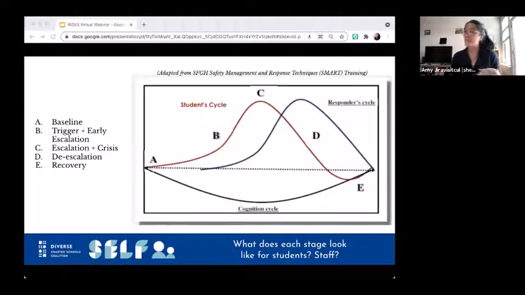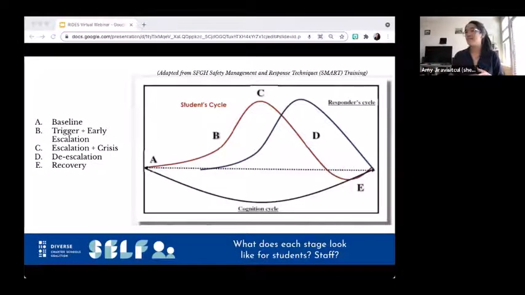So maybe throwing things off their desk, wandering around the room, leaving the classroom. And point D represents kind of de-escalation. So maybe after the crisis point has happened, maybe a student flipped the desk or gotten into an altercation with another student, and then they are exiting out of that crisis and maybe feeling this fatigue and maybe wanting to reconcile or blaming others, avoidance of discussion. So there's a lot of different ways that behavior plays out.